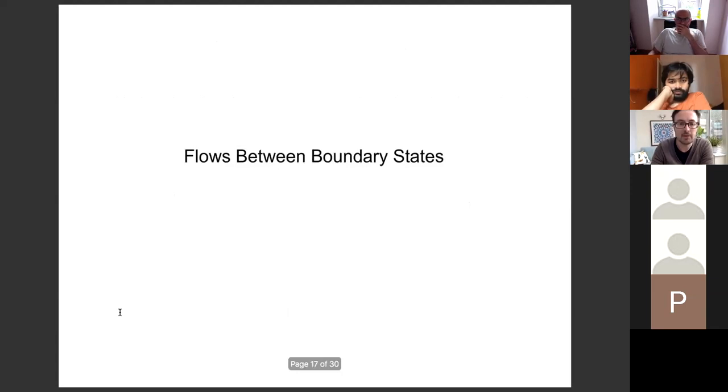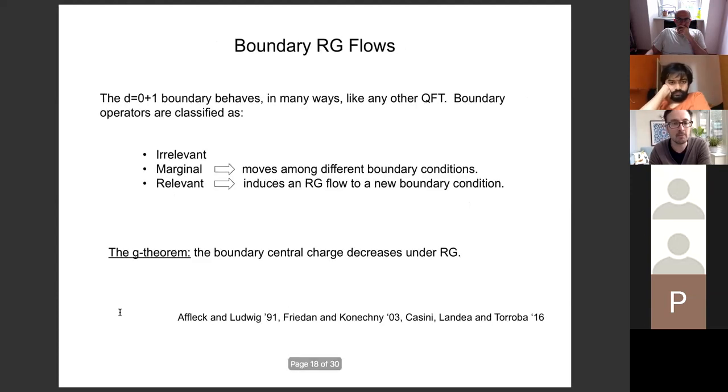All right, the next thing I want to tell you about is how these various boundary states are connected. And I think there's quite a pretty story here. So you have a system with massless fermions moving on the line, and then something going on at the boundary, which is imposing these boundary conditions. And a very lovely story about boundary conformal field theory is that the 0+1 dimensional boundary acts in many ways just like any other conformal field theory.